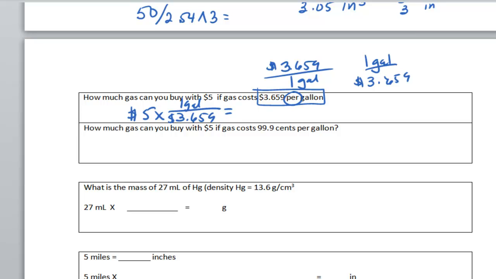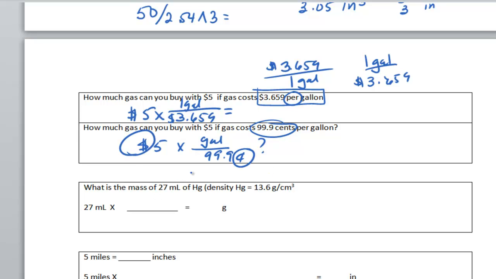So again, if I bring up my little calculator, which got lost, sorry, but we'll be able to get a little bit more than 1 gallon. On the other hand, if we have $5 and it costs 99 cents, can we do that? No, because the cents and the dollars don't cancel out. We need to have these units consistent.